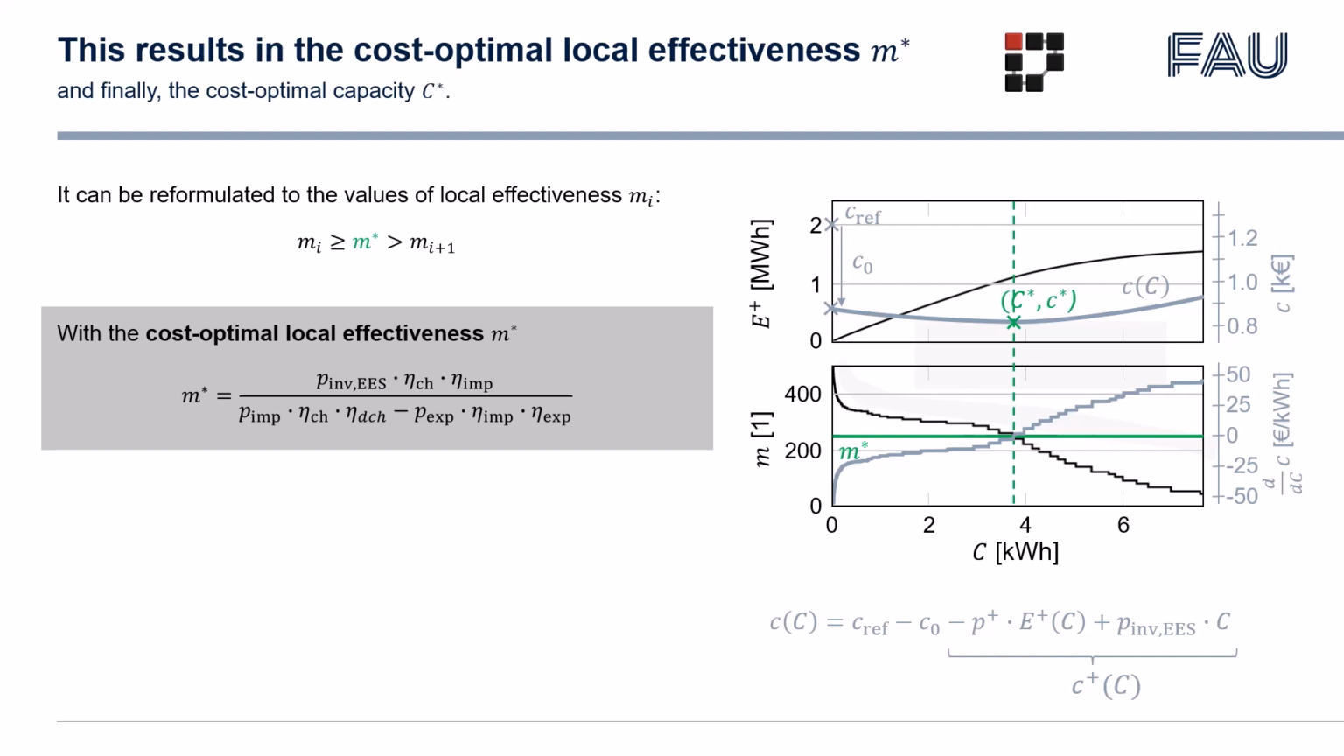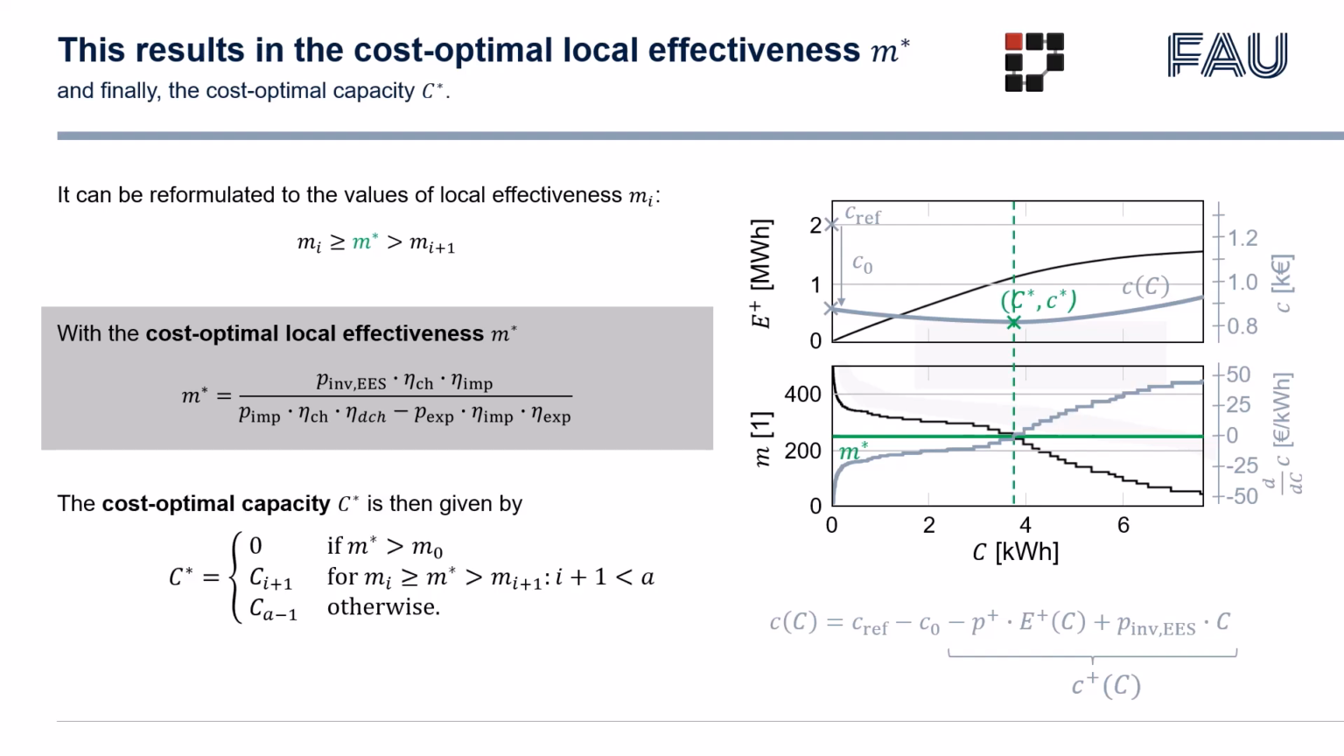On the upper part, we have our investment costs for the EES times charging and import efficiencies, and on the lower side, we have the difference from import to export, where the import price has to be scaled by charging and discharging efficiencies, and the export price has to be scaled with the import and export efficiency. So we calculate our M star, and then we have to find the index in our local effectiveness array. Once we find our index in our decreasing local effectiveness array, we already have our cost optimal capacity.